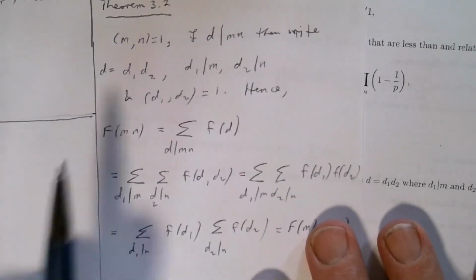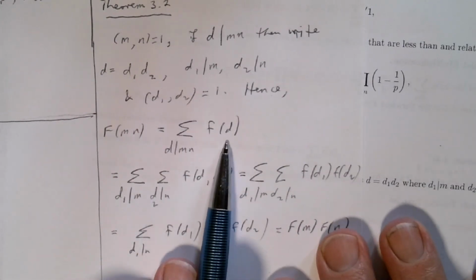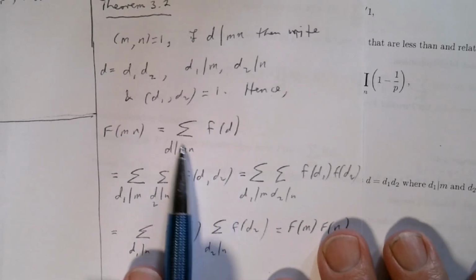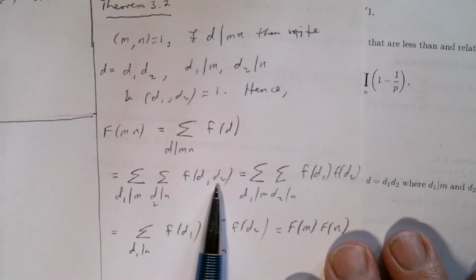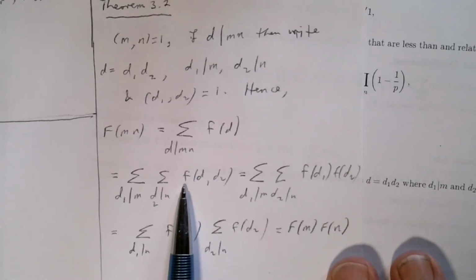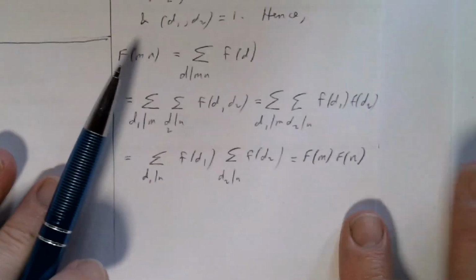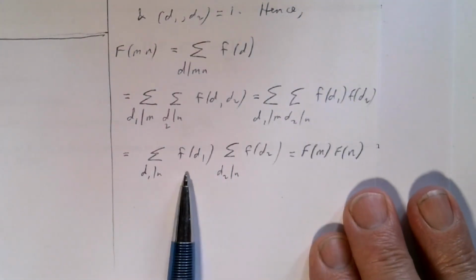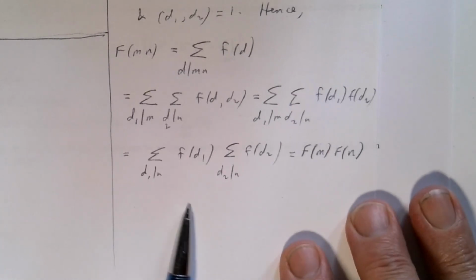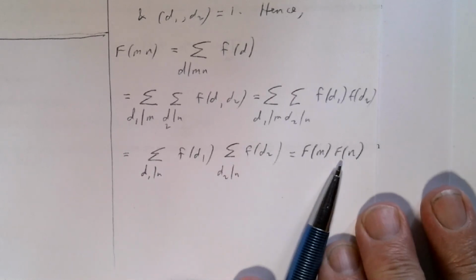Hence, if you work out capital F of mn, that's the sum over the divisors of mn of f of d, then you can split this sum into the product of these two sums. You simply take d1 divides m and d2 divides n of f of d1 d2. Little f is multiplicative, so you can split that into 2 bits. And then you can split up this sum into this product. This only works because the d1s and d2s are relatively prime, and that is F of m times F of n.